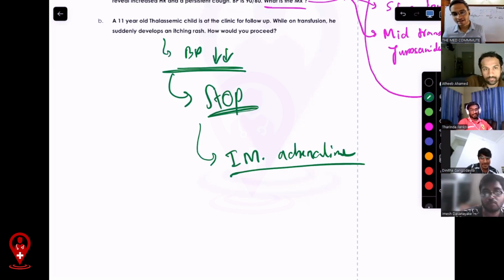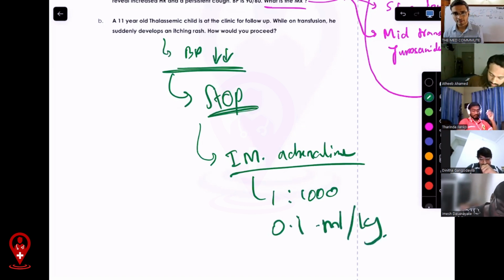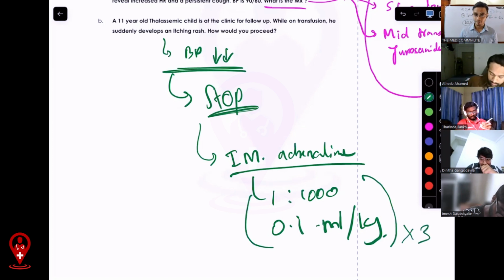Here, guys, IM adrenaline, how much should we give? 1:1,000, yes, correct. We give 0.1 ml per kilogram of 1:1,000 adrenaline. And we can repeat this up to 3 times.